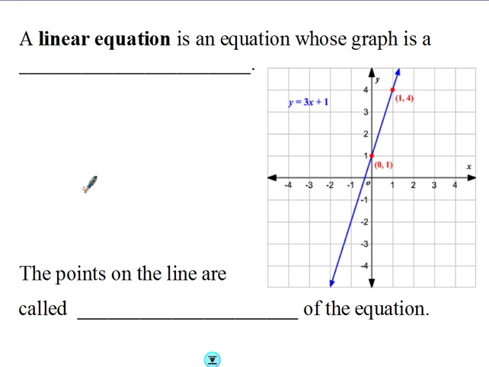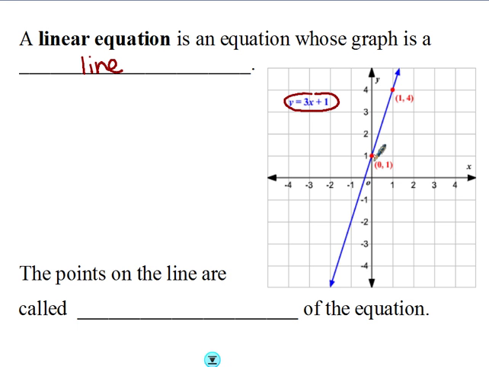So a linear equation is an equation whose graph is a line. Like I said, we're going to be focusing on straight lines. An equation for lines is called a linear equation. So here's a picture. You have a line, you have an equation, that is the linear equation. It's pretty much a name for the line.